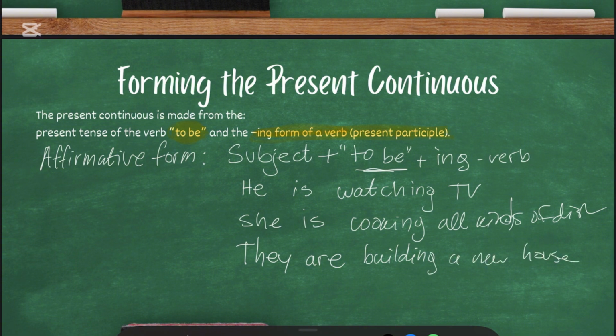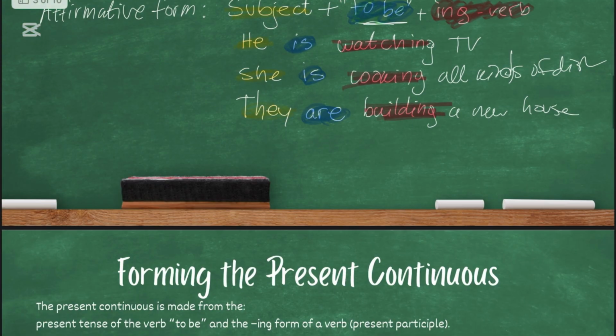Okay, so it's pretty easy. We follow the formula: subject, the verb to be (the color's not good), the verb to be is, are, and an ing form of the main verb: watching, cooking, building. Pretty easy, right? Okay, let's make the negative form.